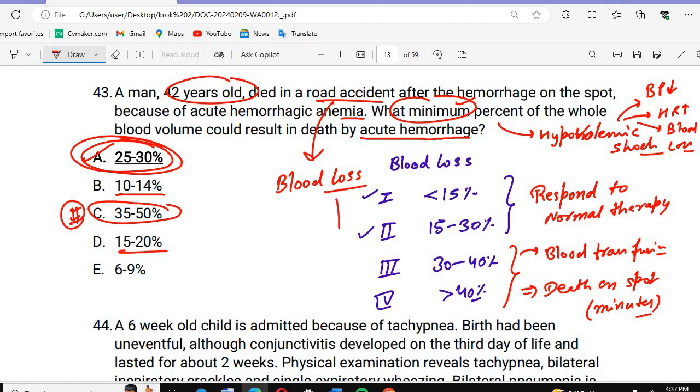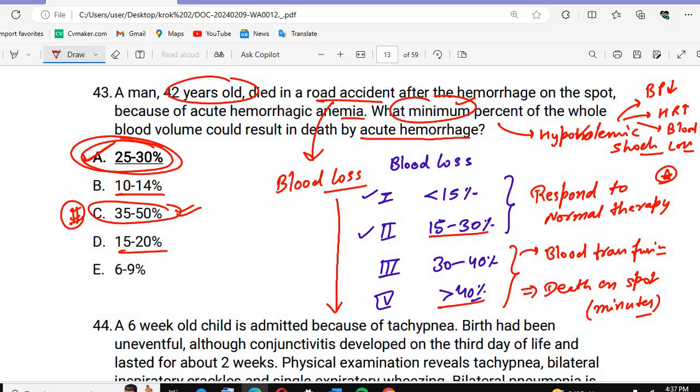Whenever we go from class first to class fourth, the severity and the proneness to death increase. Less than 15%, 15 to 30%, 30 to 40%, and more than 40%. If there is 25 to 30%, always remember this is the minimum percentage that could result in death by acute hemorrhage. And death on the spot is possible with 35 to 50% loss. I hope this is clear.